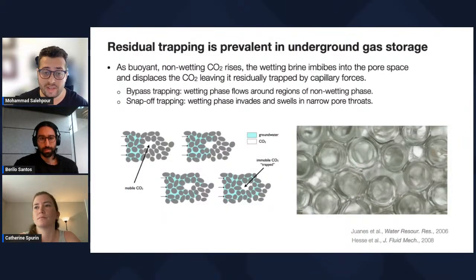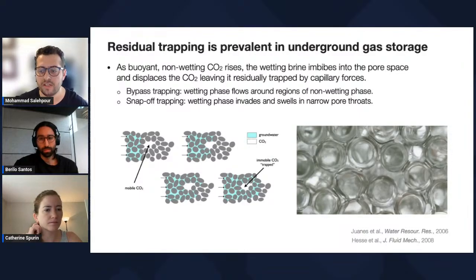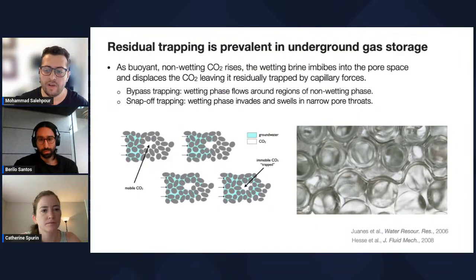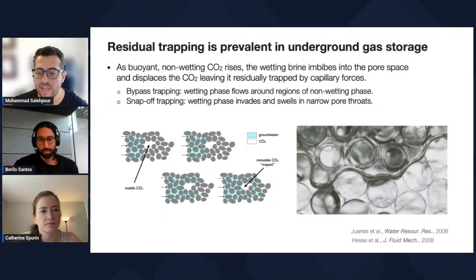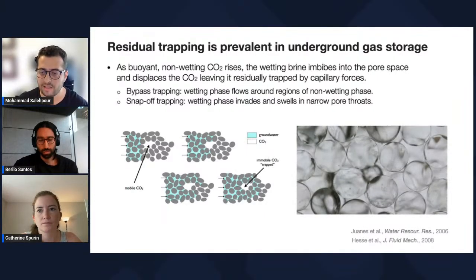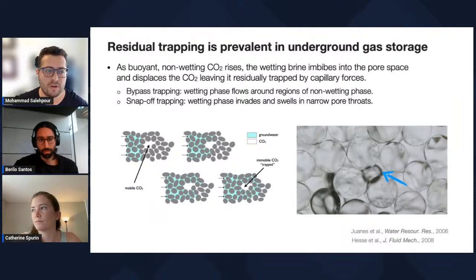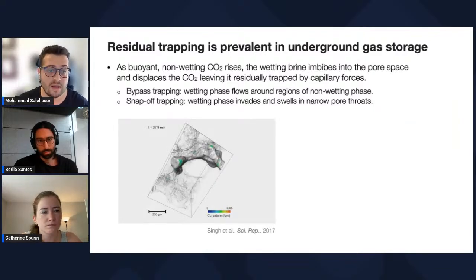During underground gas storage, residual trapping is a frequent phenomenon that can happen. So when gas already exists in the porous media that was introduced through drainage, when imbibition starts, water is pushing the gas out, and the residual gas can get trapped inside the porous media. It can follow several mechanisms. One of them is bypass trapping, where the wetting phase flows around the region of non-wetting phase and traps the bubble inside the porous media. Another one can also be snap-off, where the wetting phase invades and swells in narrow pore throats.